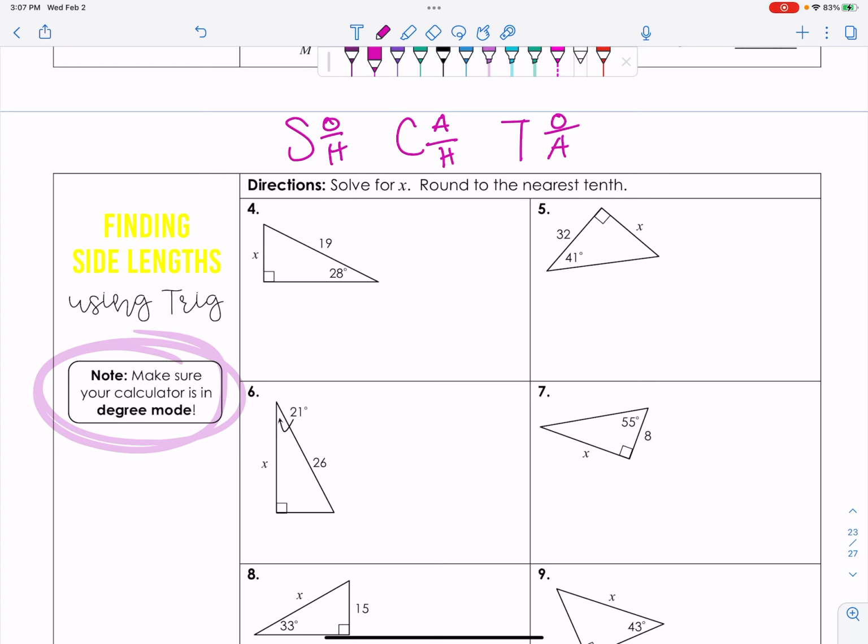So what we're going to do is look at what we are given and what we need to find. So in this question, I'm given the 28 degrees, I'm given my hypotenuse, and I need to find the side opposite the 28 degrees. My trig function that involves opposite and hypotenuse is sine. So I'm going to say that the sine of 28 degrees is equal to my side opposite x over my hypotenuse 19.